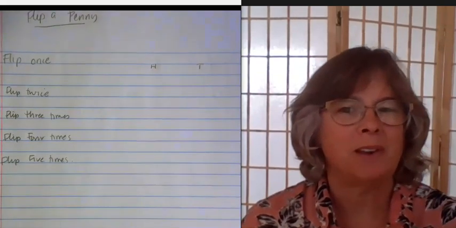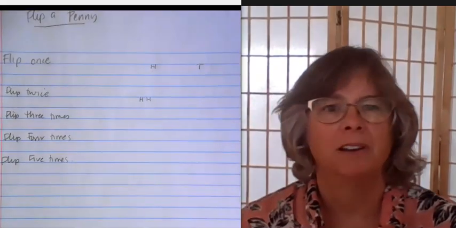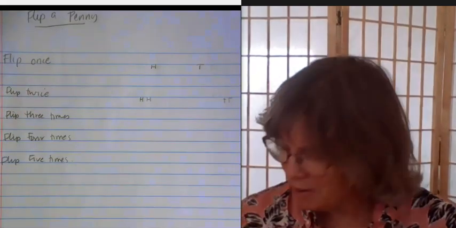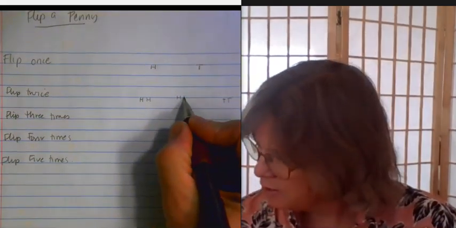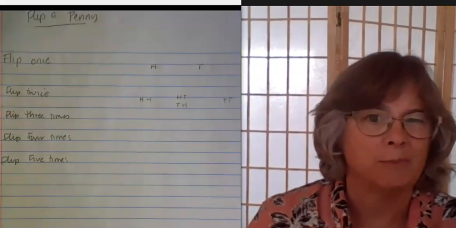If you flip that penny twice, you might get a heads and a heads. You might get a tails and a tails. You might get a head and a tails or a tails and a head. Okay, those are your options.